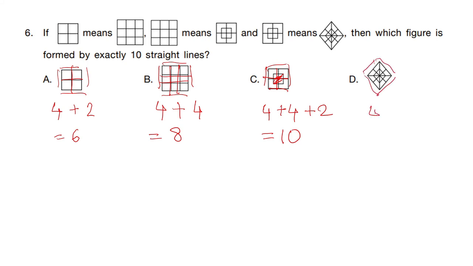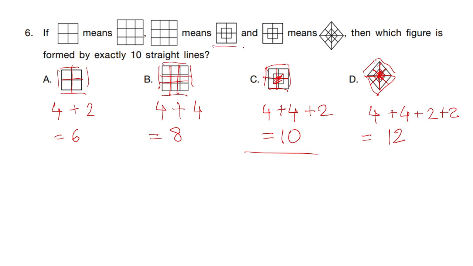Option D has a bigger diamond which is also a square which has 4 lines, an inner diamond also is a square which has 4 lines, then a diagonal division of 2 lines and a vertical and horizontal division of 2 lines. So this makes it 8 plus 4, which is 12 lines. Now we have found the figure which is made up of 10 straight lines, which is option C.